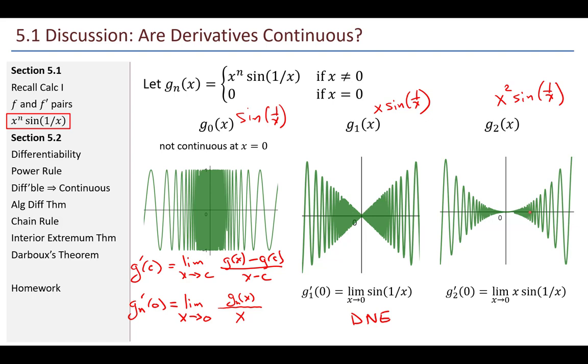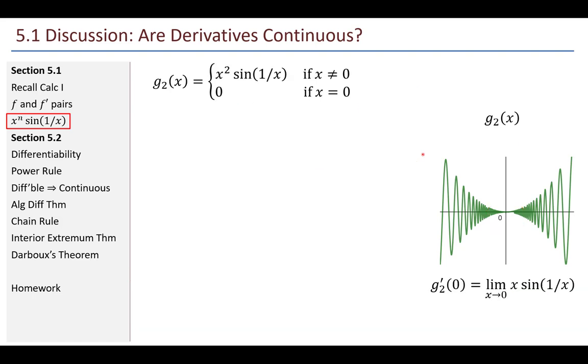What about g2? At 0, it's the limit as x goes to 0 of x sine of 1 over x. Sine of 1 over x is bounded by negative 1 and positive 1, but my x goes to 0, so this whole expression goes to 0. And look at that. The answer is 0. So yes, this function g2 is differentiable at 0, and its derivative equals 0. We're not done with g2 yet. Here's our definition for g2. We just discovered that g2 is differentiable at x equals 0, and its derivative is 0.